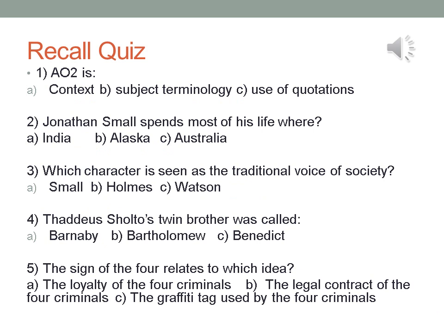As always, there's a recall quiz included. Take a look at the questions, note down your answers A, B and C for these 5, and later in the presentation you can check your answers and check that your knowledge is correct.